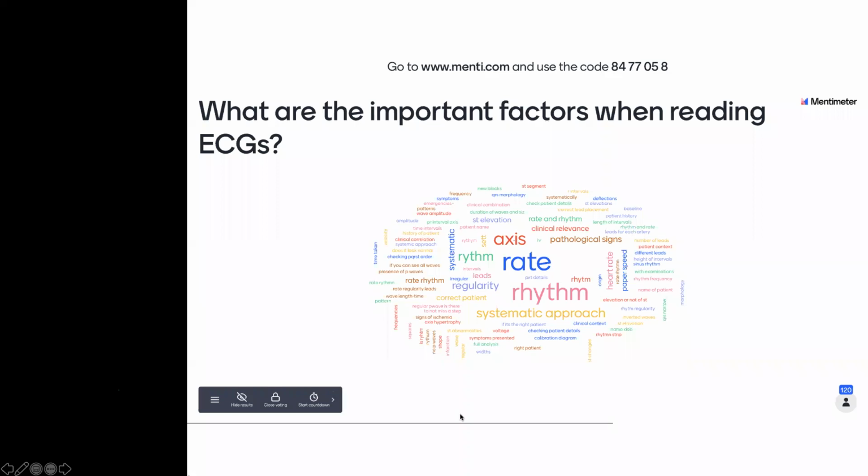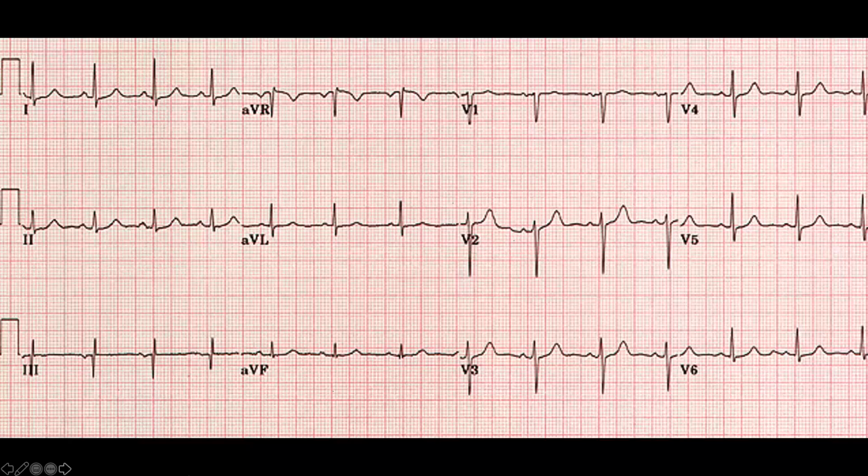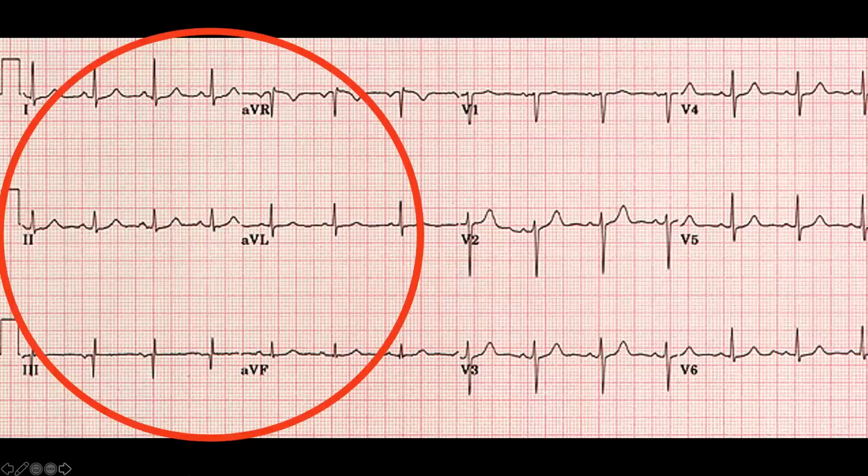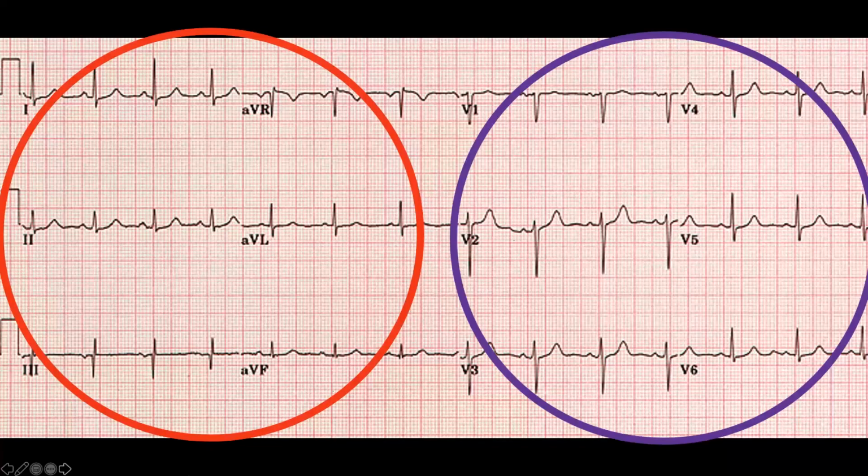So going back to what we're talking about really now, which is reading ECGs, lots of you have commented upon lots of things such as, you know, rate, rhythm, clinical correlation, having a systematic approach, and all of those are really important. So this is the nice standard normal ECG, and just as a reminder, the red circle is around all your limb leads, and the big purple circle is all your chest leads, so the ones that go across the chest, they're the 6 leads.